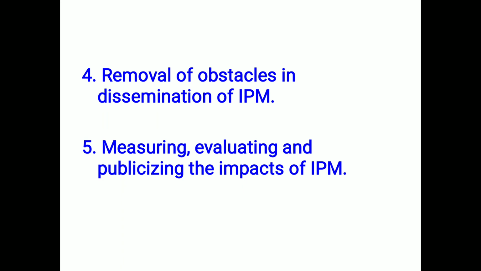The fourth one is removal of obstacles in dissemination of IPM. That means we already discussed those obstacles. For example, the first obstacle is unawareness of the utilization of the IPM module. We can remove that obstacle by making farmers aware of the advantages of the IPM module, and then most of the farmers will use that IPM module.